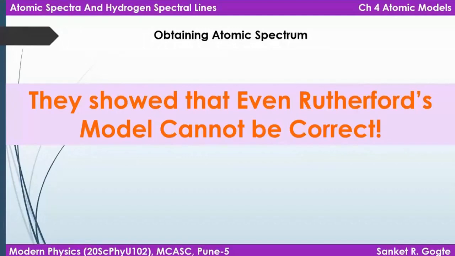From observation of atomic spectra, it was evident that even Rutherford's model cannot be correct. Why not? Because according to Rutherford's model, we derive the relation.